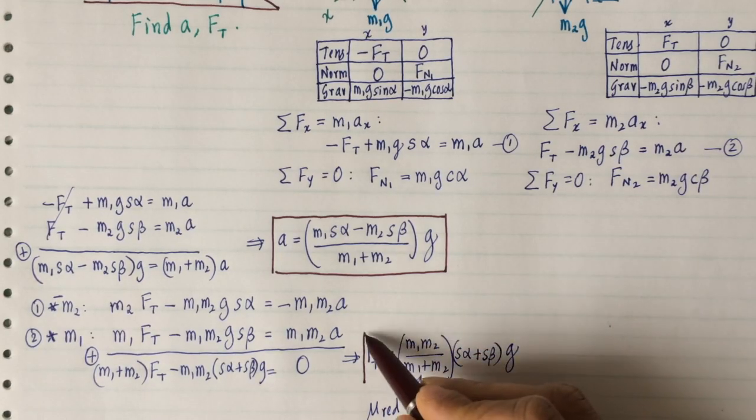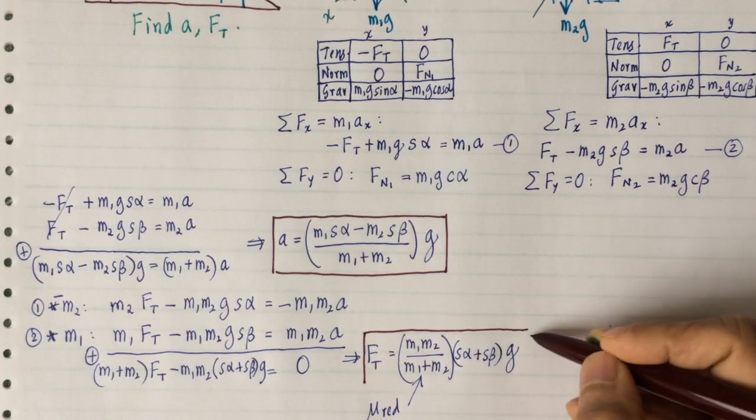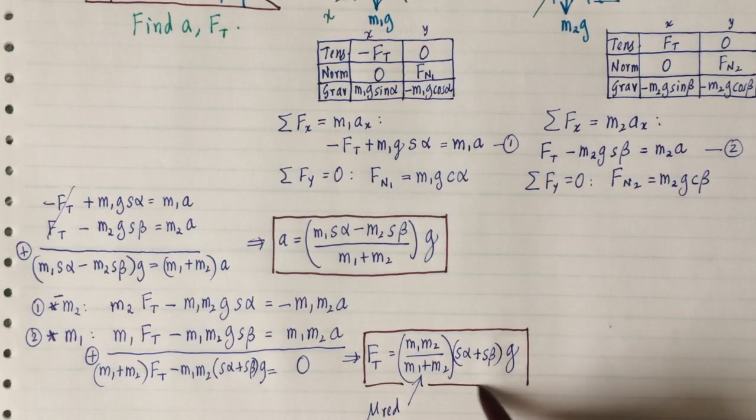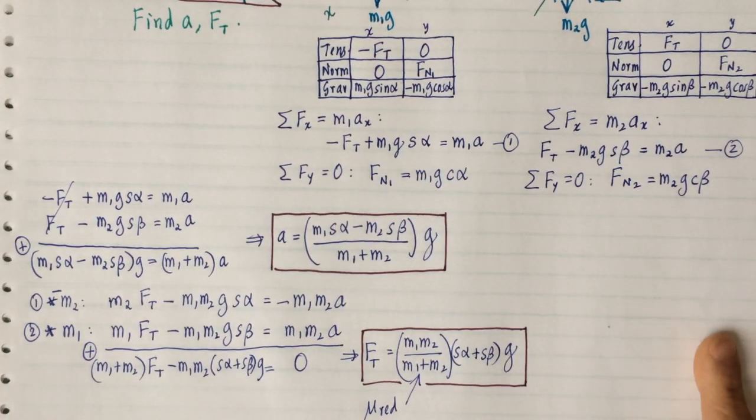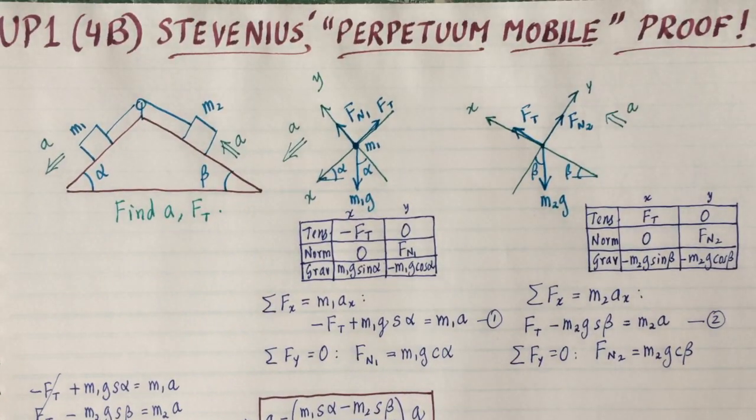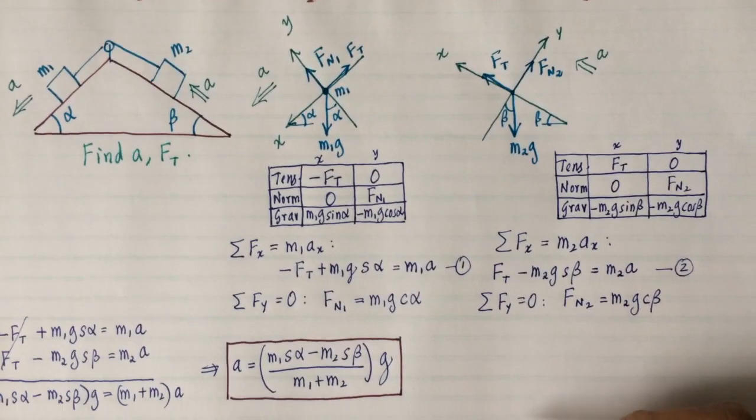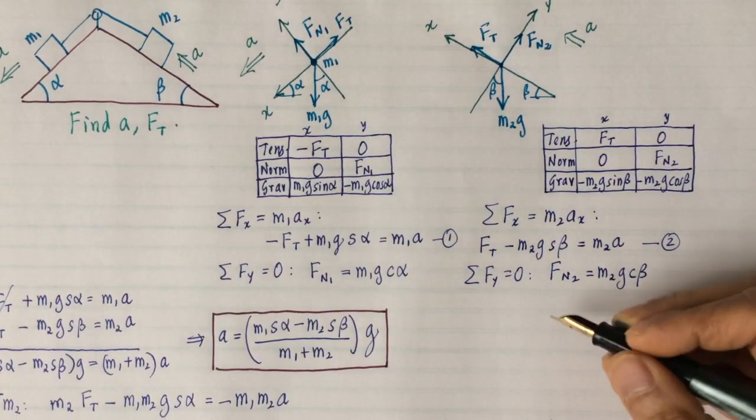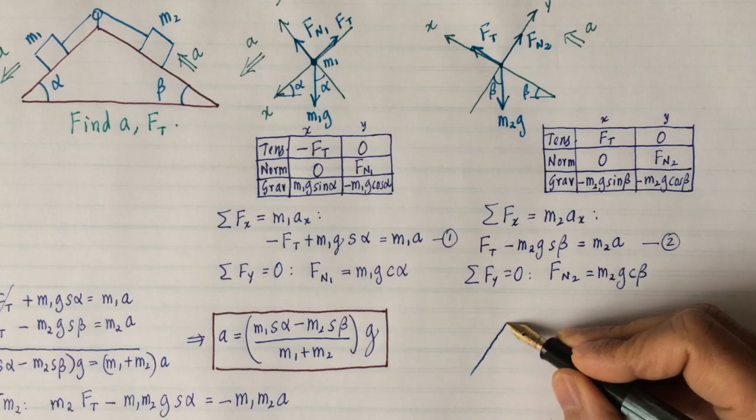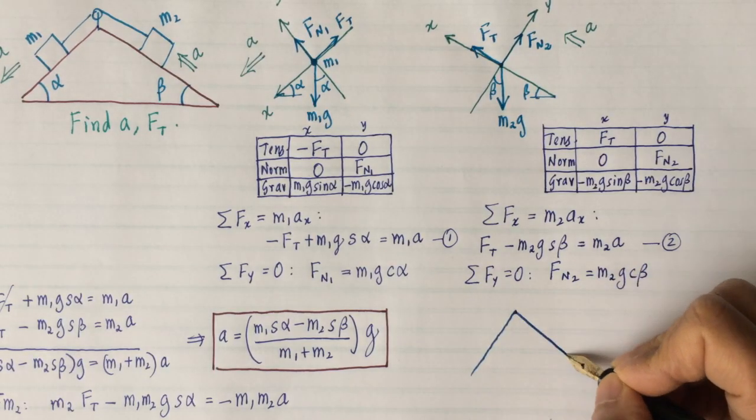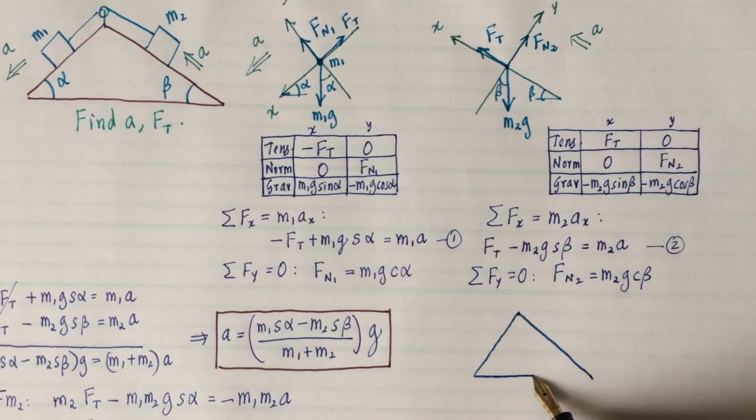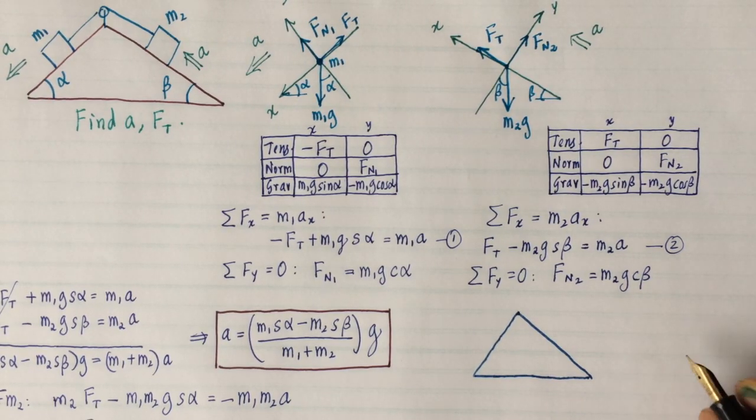But the title of this video was not "2 blocks on an incline solve." It was Stevinus's perpetuum mobile proof. So what is that? It's a very, very famous proof by the Dutch engineer and physicist Stevinus. Around his time, people were trying to make machines that constantly produce energy with no other means. So machines that give unlimited energy are called perpetual motion machines.